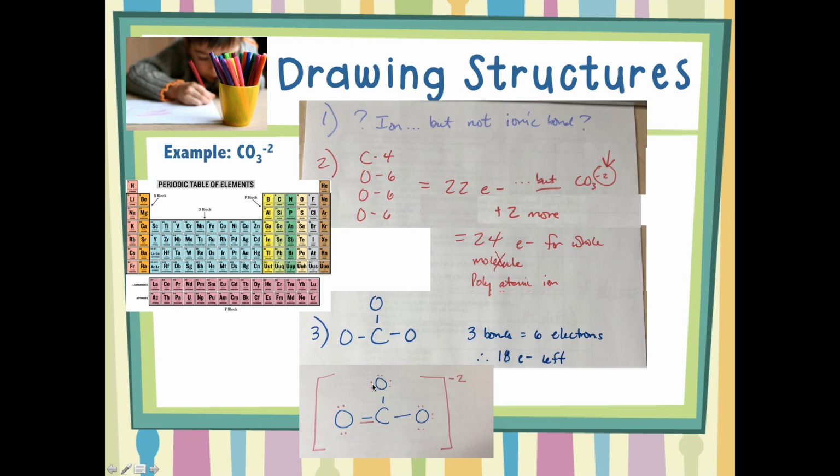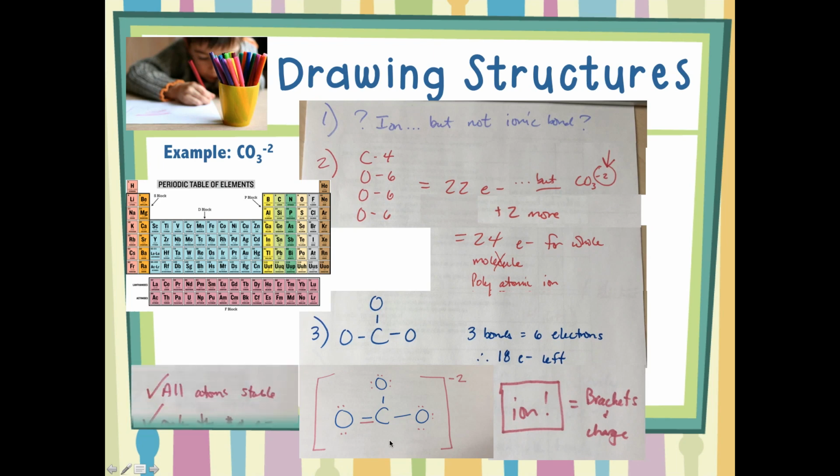Yep. But remember, we only got 24 because this is a polyatomic ion. So don't forget the brackets and the charge. So brackets with that -2, because if you leave off the -2 in the brackets, this is not what CO3 would normally look like. All right, and then we check our work. Are all atoms stable? Yes, they were. And did we only use the number of electrons available with that charge? Yes, we did. So then this becomes a stable polyatomic ion.